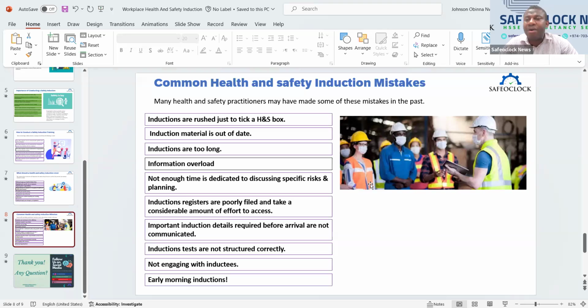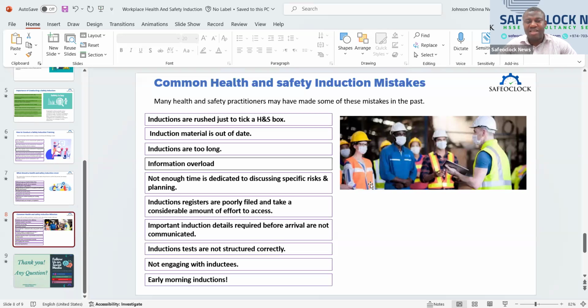We need to update our materials daily or weekly before any induction is carried out. Ensure that whatever picture you are showing them on the slide, immediately they go to site, they will be able to identify it. Some people use pictures of last month, last year, and when they go to site, they will be wondering, where is this picture? Where is this location? So we should update the materials we use for our safety induction.